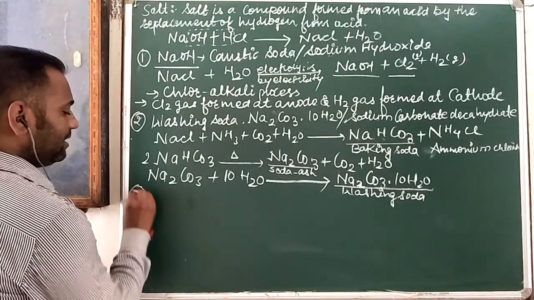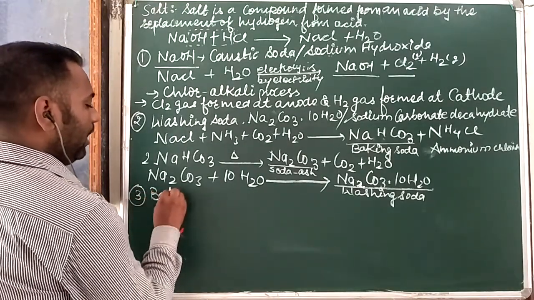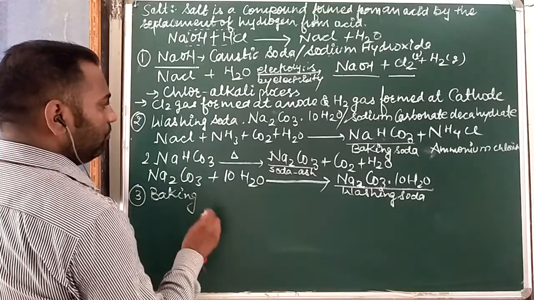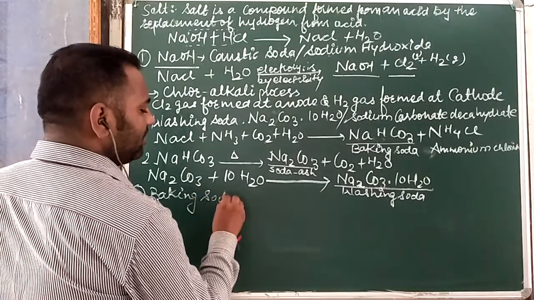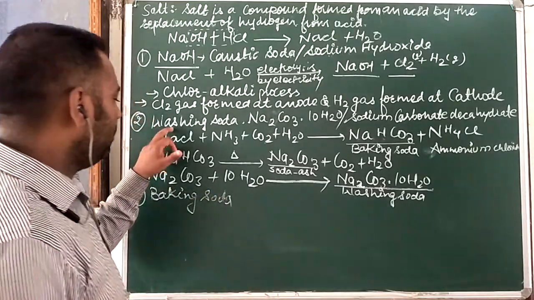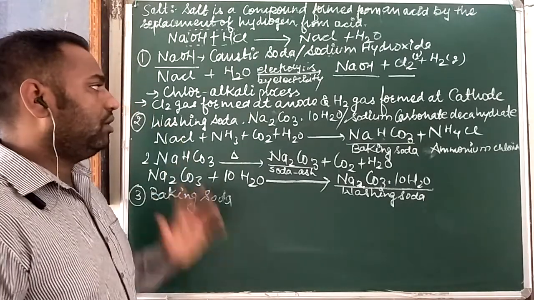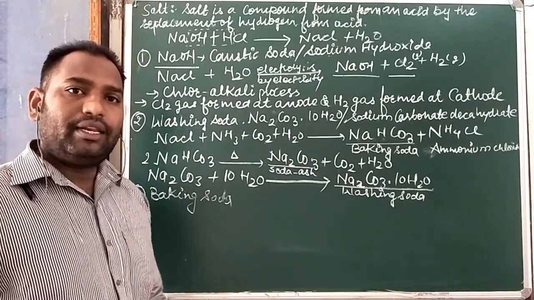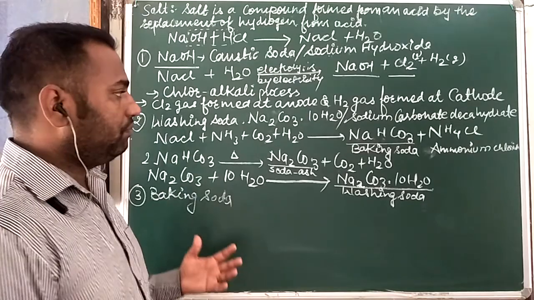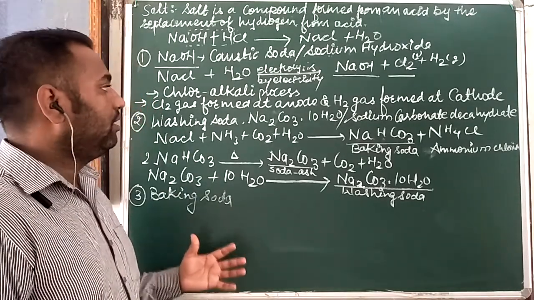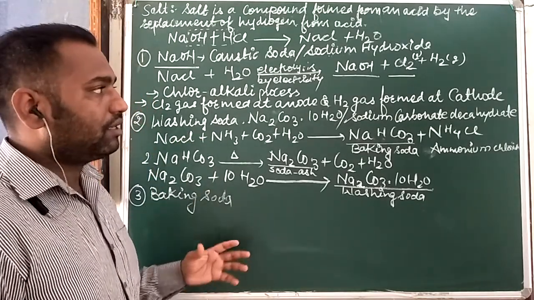Next one, our process is baking soda. Okay. And what are the uses of this washing soda? It has cleansing actions. Sometimes this washing soda can also be used in linen and cotton industries and the textile industries. It means washing soda is mostly used in cleansing actions.